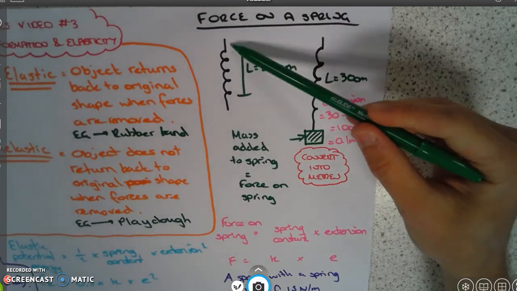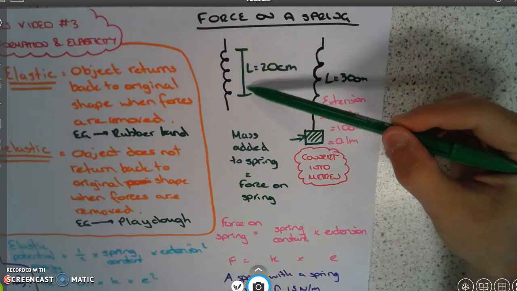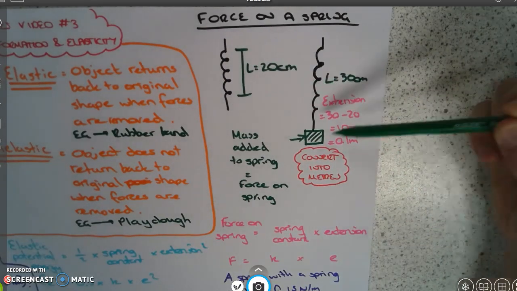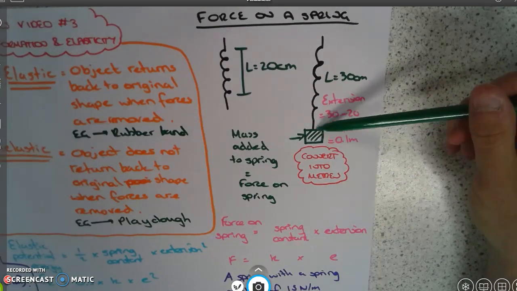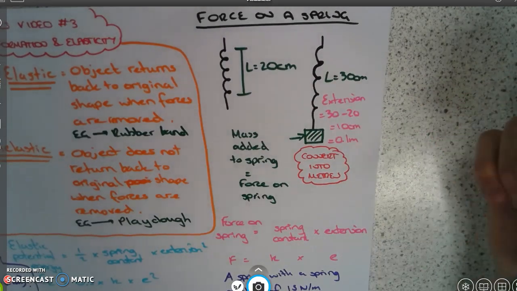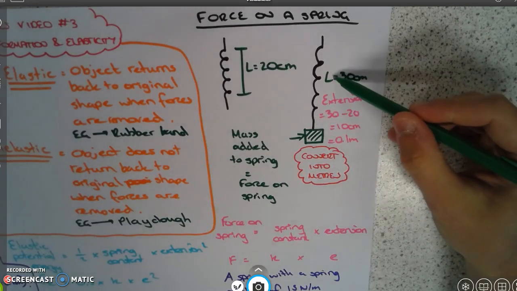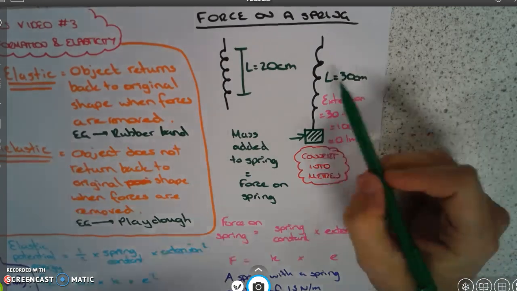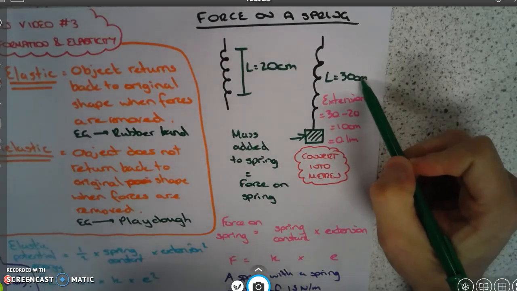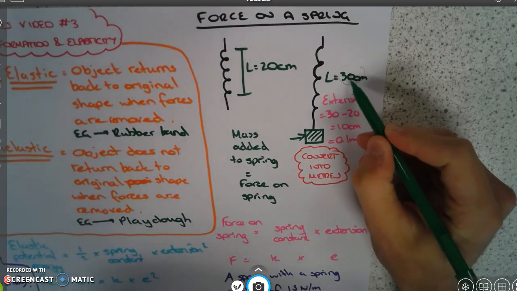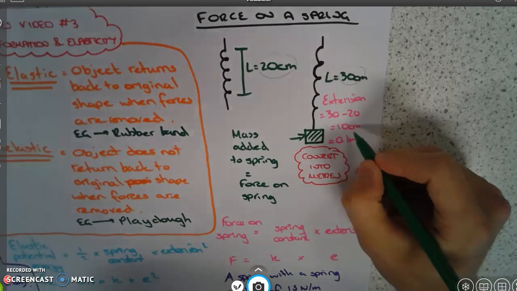So here we've got a spring, and that spring has an original length of 20 centimetres. On the right here, on that same spring, I've attached a mass. There is a force being exerted on the spring downwards, and that's causing the length to extend. So the length of the spring has gone to 30 centimetres. So the extension is going to be 30 minus 20, which means it's 10 centimetres.